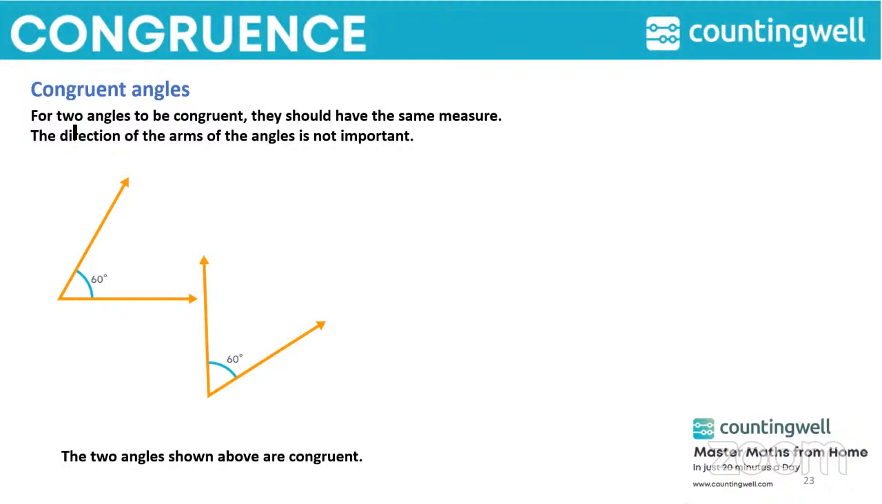Also, for congruent angles, they should have the same measure and the direction of the arms is not important. So the two angles shown above are congruent even though the directions of the arms are different.